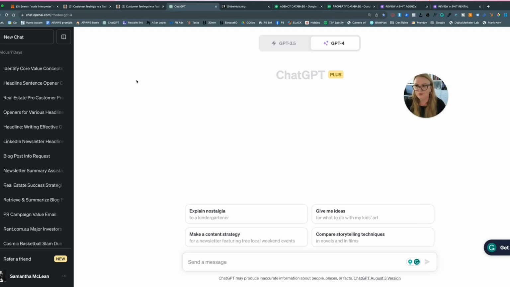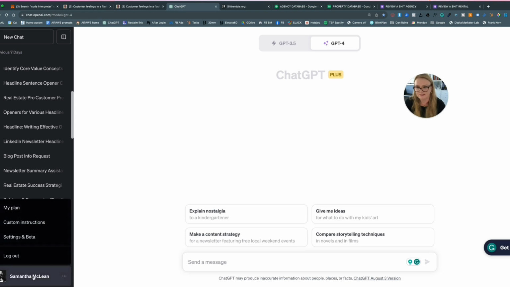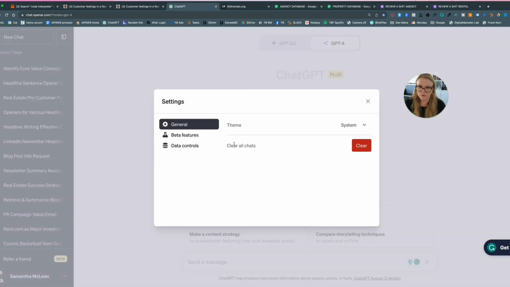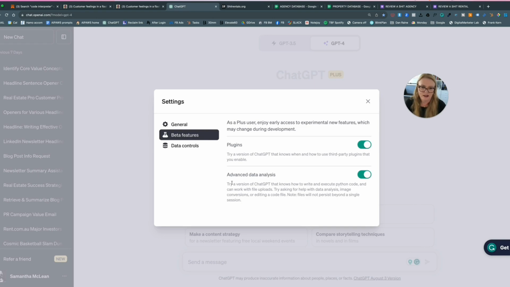So the way that you would turn this on, I'll make sure it is turned on. Like I said, it used to be called Code Interpreter, but now it's called Advanced Data Analysis. So if you don't have it turned on at the moment, you'll go into Settings and Beta, whichever one you want to call it. Go to Beta Features and make sure that this Advanced Data Analysis option is turned on. I think it works for GPT 3.5 as well as 4.